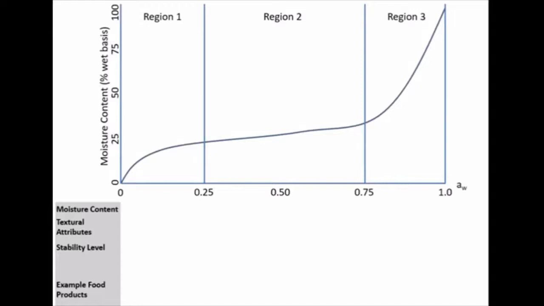In addition to differences in moisture contents of foods, each of these regions has a different textural property. Food in region 1 tends to have a dry or crisp texture. Food in region 2 tends to have a chewy or moist texture, and food in region 3 tends to have a soft and juicy texture.